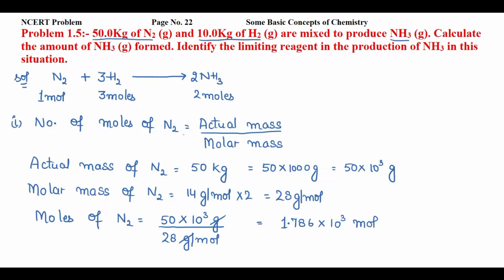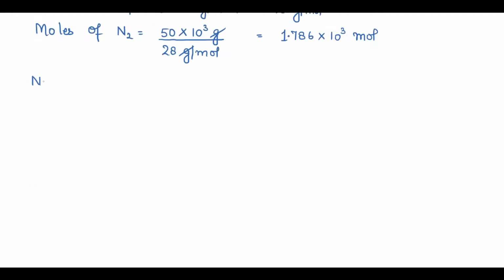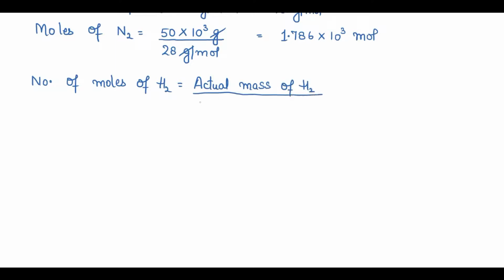Now let's find the number of moles of hydrogen. Number of moles of H2 equal to actual mass of H2 by molar mass of H2. Actual mass is 10 kg.